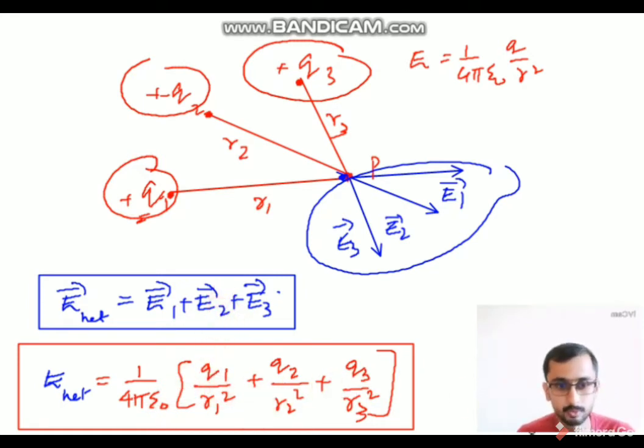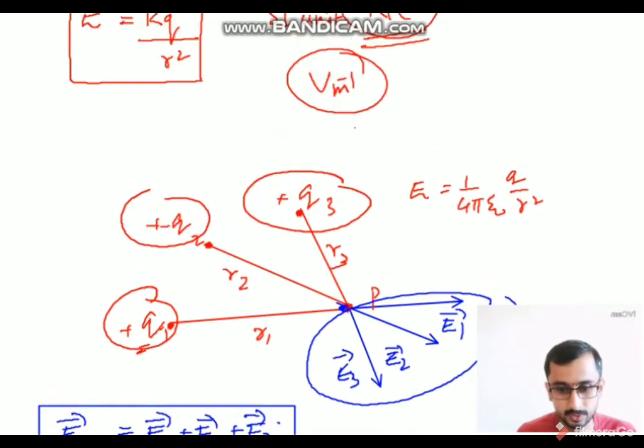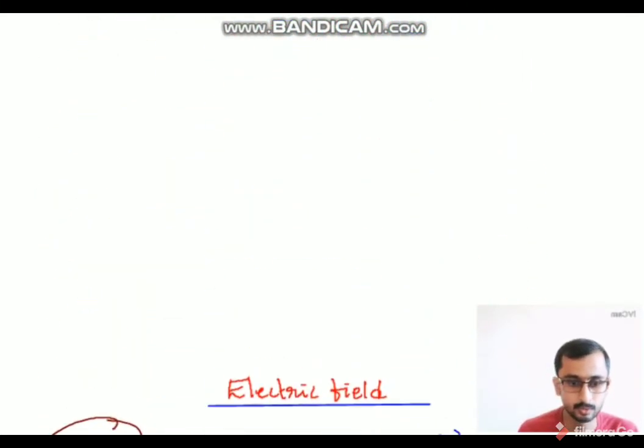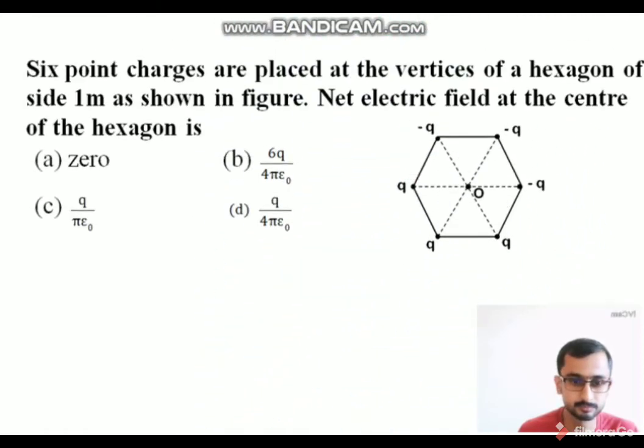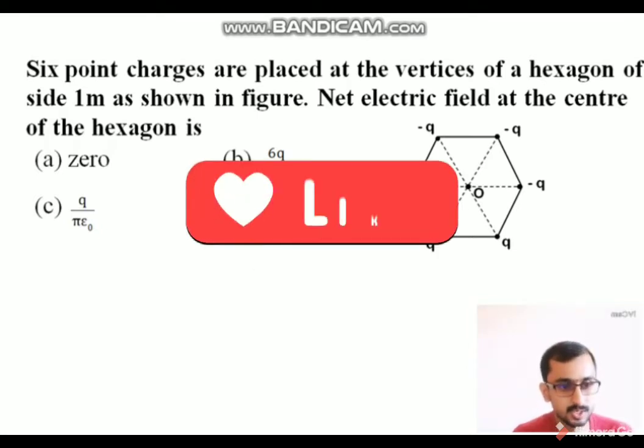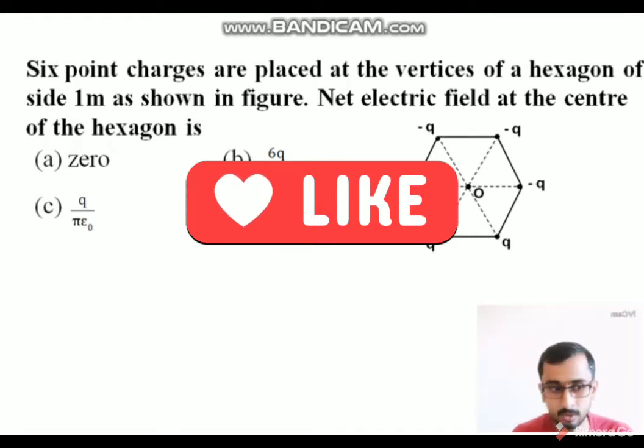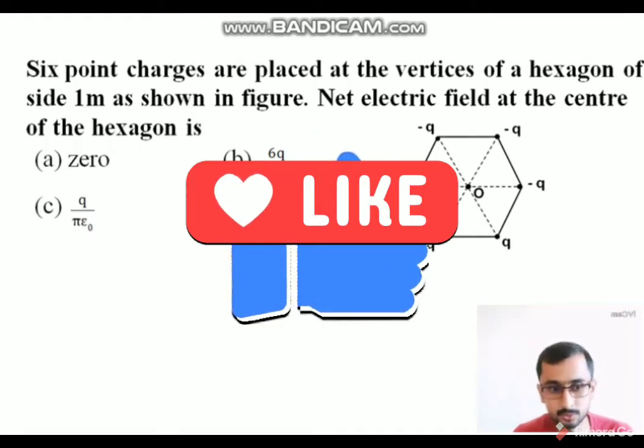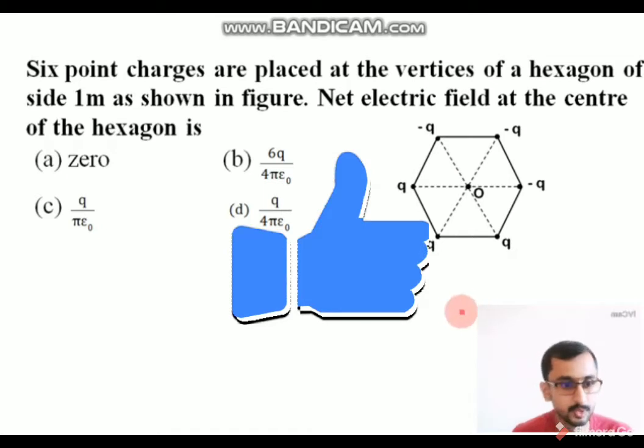So let's move on to that question. It is related to the same concept. Here is a question: given that 6 point charges are placed at the vertices of a hexagon of side 1 meter, as shown in the figure. You have the figure here.